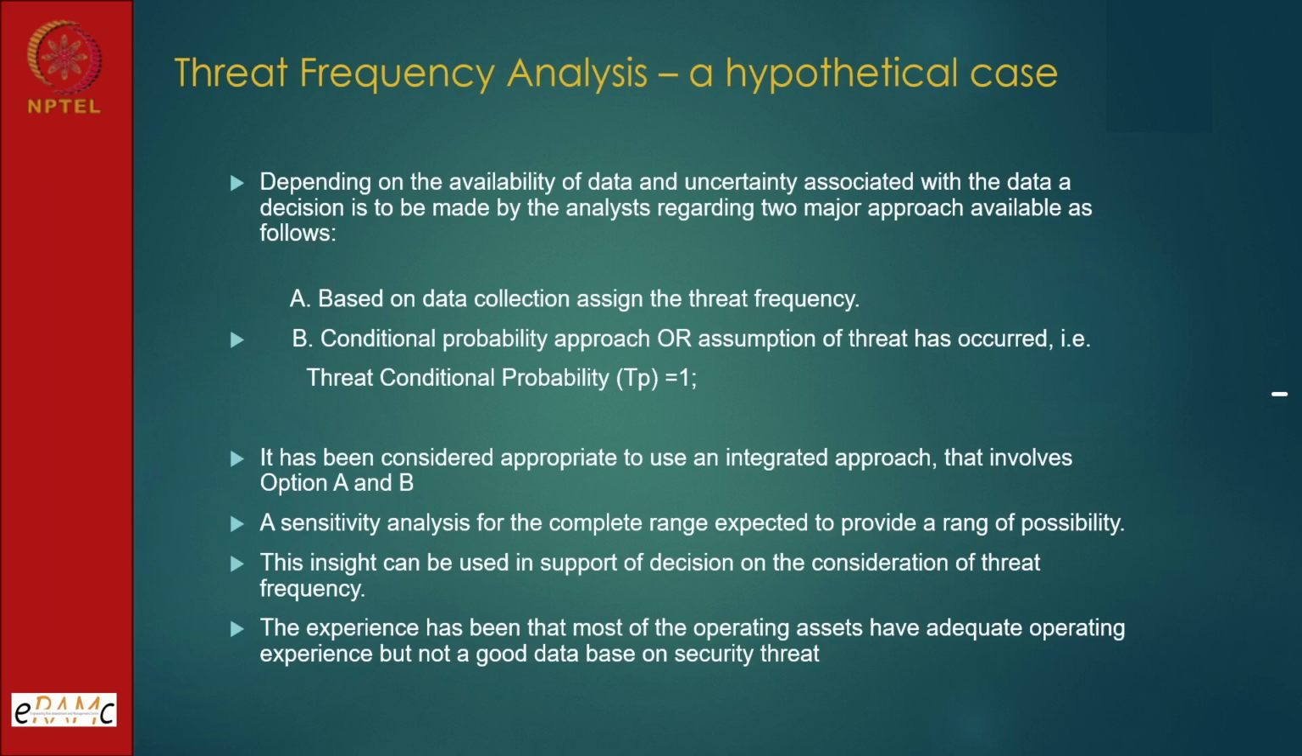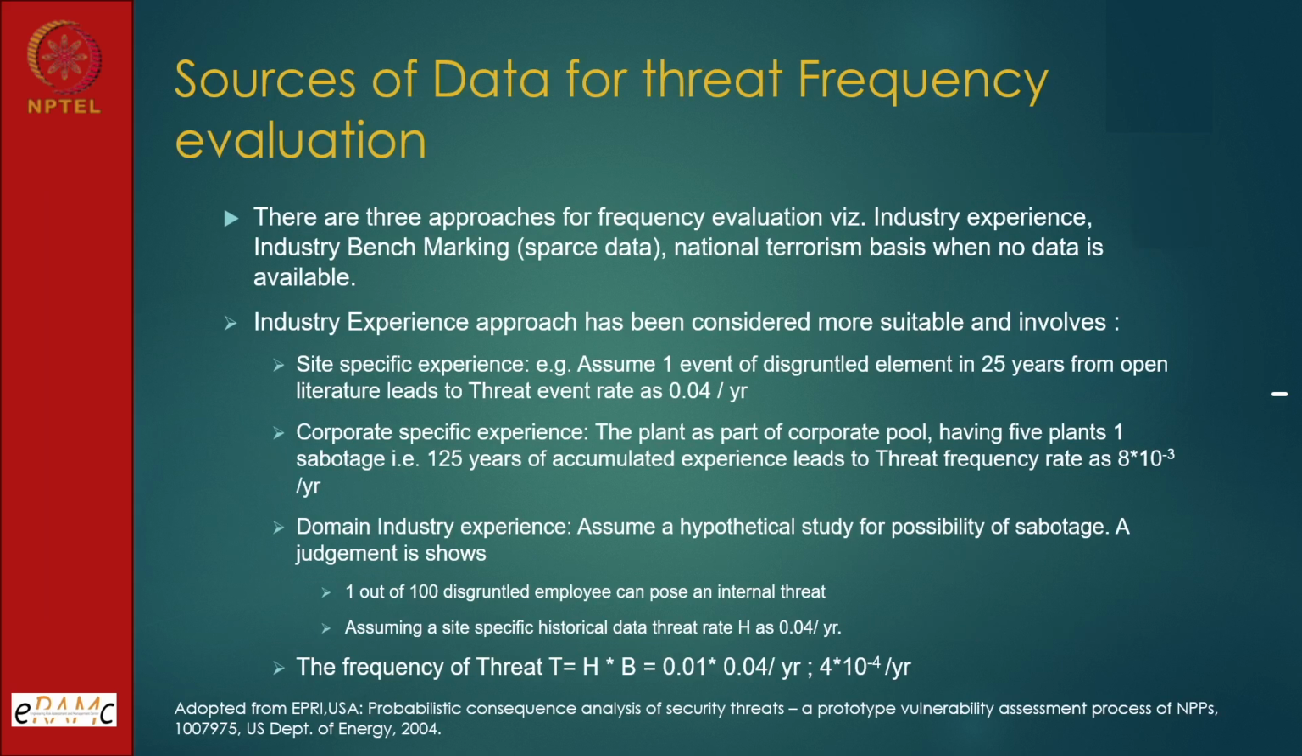So the two options are there. The conditional probability is one, we have discussed that. Now let us see how to go for evaluation. Let's say we have a very limited experience, site specific, where in 25 years one event, whatever event it was, has happened. So the frequency is one event in 25 years, and we will get a frequency of 0.04 per year.